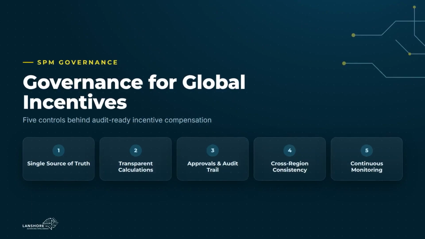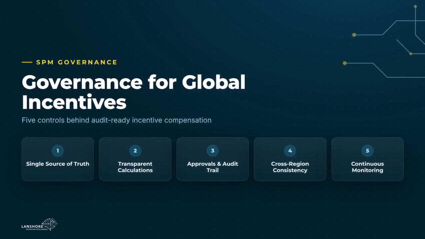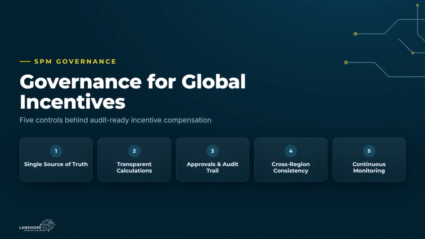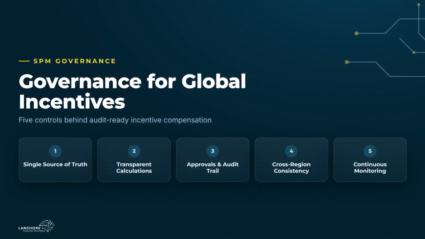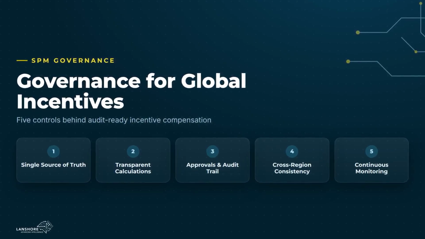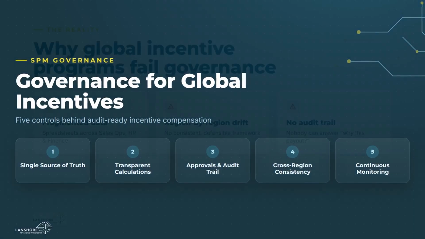Strong SPM governance rests on 5 controls: a single source of truth, transparent calculations, approvals with an immutable audit trail, cross-region consistency, and continuous monitoring. Get those 5 right, and you close comp faster, cut disputes, and walk into any audit with confidence. Let's walk through each one.